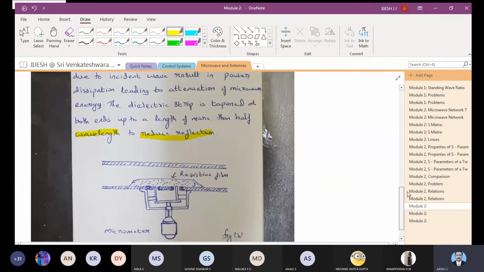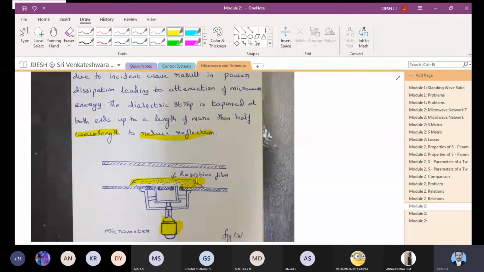So what you can understand from here is this is a variable attenuator. This is the section of the waveguide where you can vary the thin resistive film. So this is the resistive film. You can see that the resistive film at both the ends is tapered, and the main requirement for tapering is to avoid reflections, and it should be more than half of the wavelength. As and when you rotate from here, this resistive film will move in this direction. So it will move up in this direction.